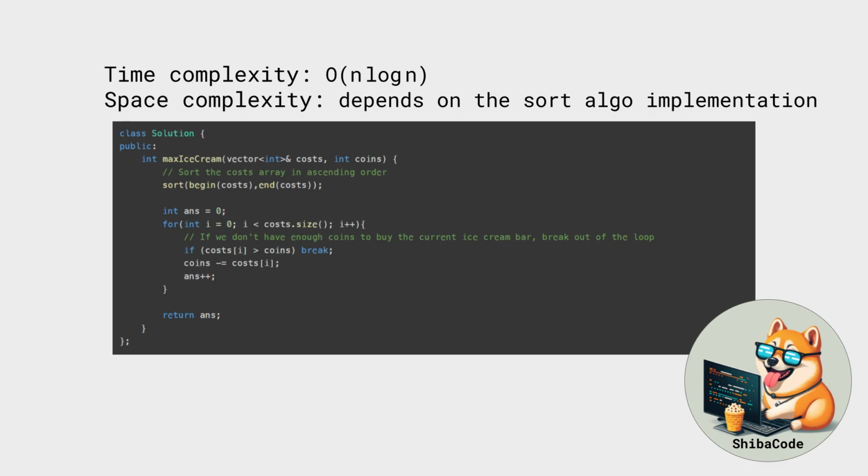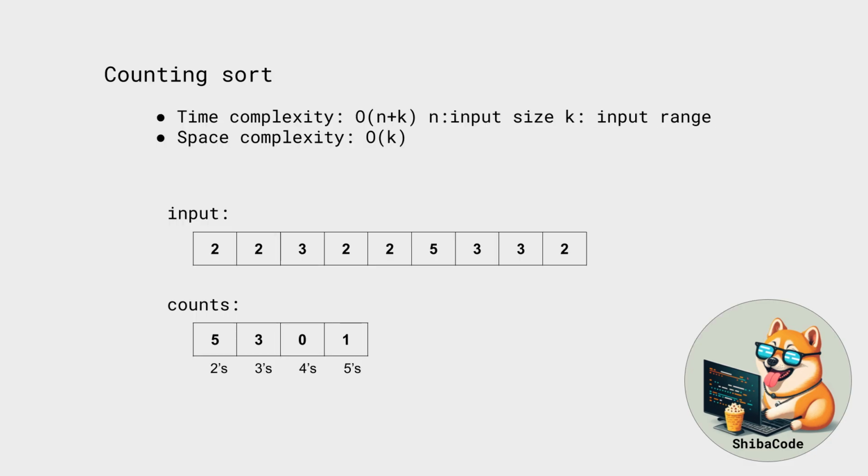However, an alternative solution that uses counting sort may be more efficient if the range of price values is relatively small. This is because counting sort has a time complexity of O(n + k), where n is the number of items to be sorted and k is the range of the input.